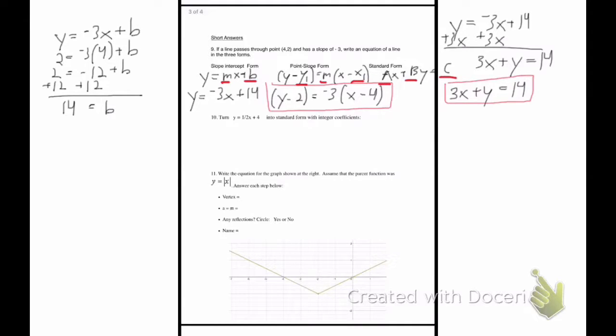Here's one of them. And there's the last one.